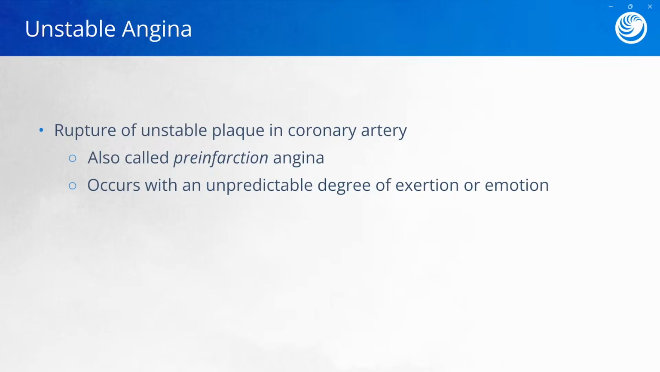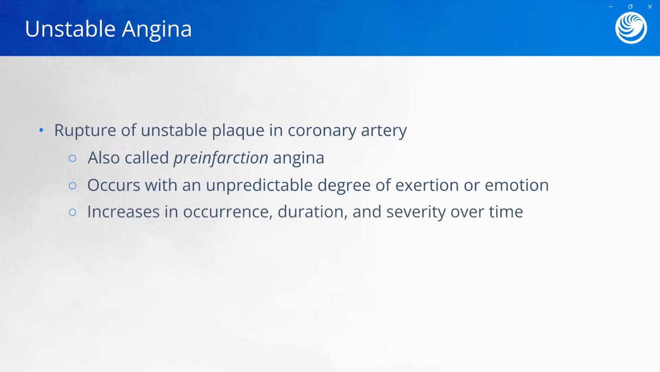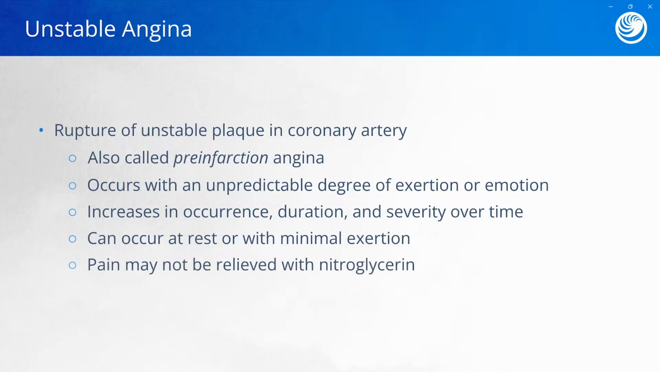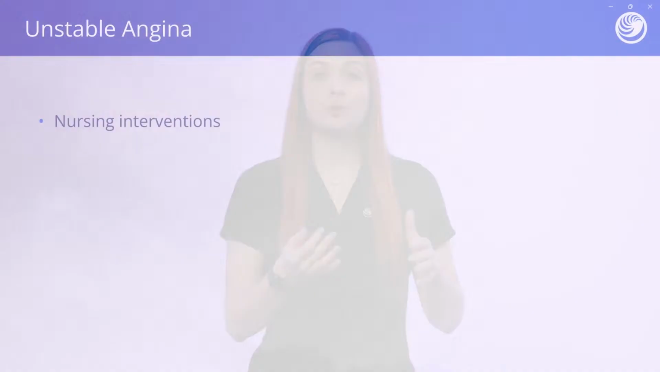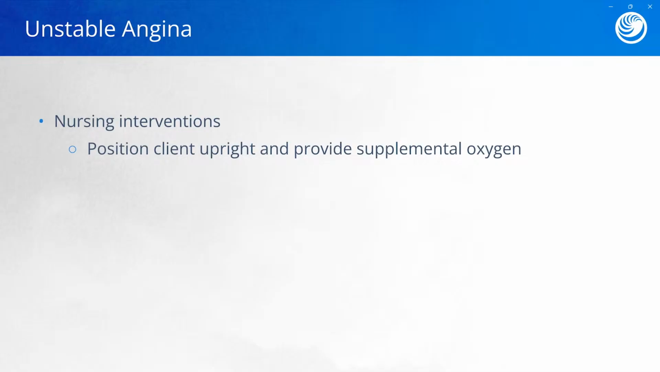As unstable angina progresses, it's going to occur more frequently, it's going to last longer, and it's going to become more severe of pain. And these clients are going to experience pain at rest or with even minimal exertion oftentimes. Sometimes the pain is not relieved by nitroglycerin, and this can often last greater than 10 minutes. The goal for clients experiencing unstable angina is to increase perfusion. We're going to position the client in an upright position as well as provide supplemental oxygen.